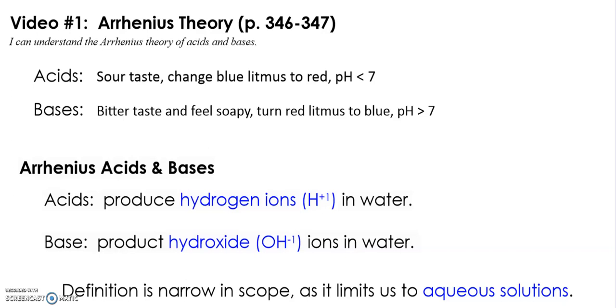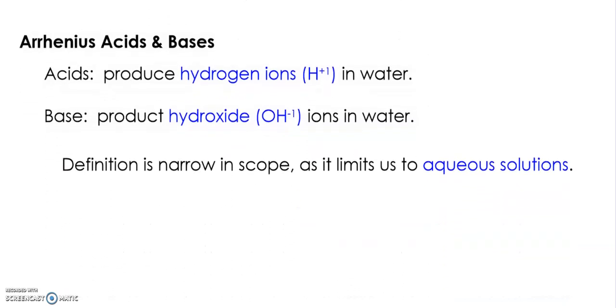So the definition for an Arrhenius acid is anything that will produce hydrogen ions in water. So hydrogen ions are going to be your H+ ions. Bases are things that release hydroxide ions. So anything that has an OH-. So this definition is pretty narrow in scope. It limits us to just aqueous solutions, first of all, and then it doesn't include a lot of things.